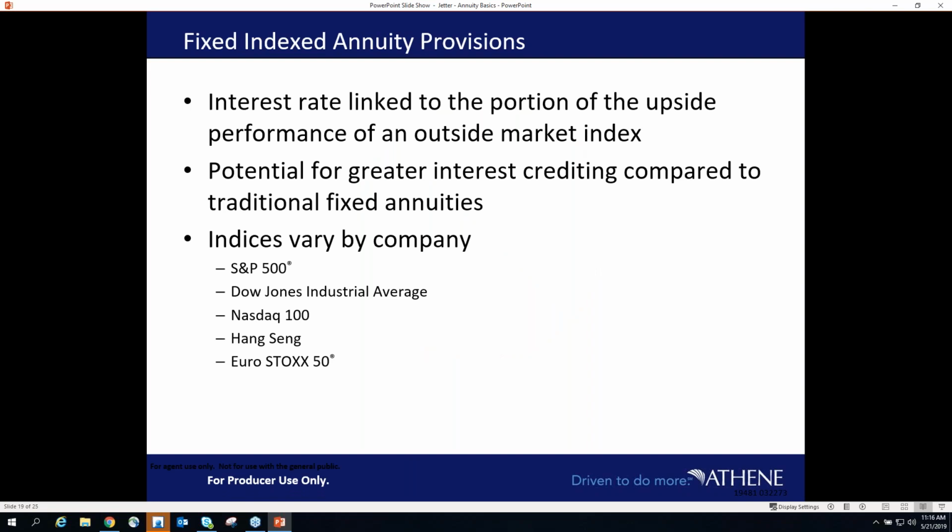So with fixed indexed annuities, the interest rate is linked to the portion of the upside performance of an outside market index. Potential for greater interest crediting compared to traditional fixed annuities is available in fixed indexed annuities. The indices vary by company and by product. Some of the most popular, most common ones are certainly going to be the S&P 500, the Dow Jones Industrial Average, NASDAQ 100, Hang Seng, Euro Stock 50. There are a variety of different indices available now in fixed indexed annuities.